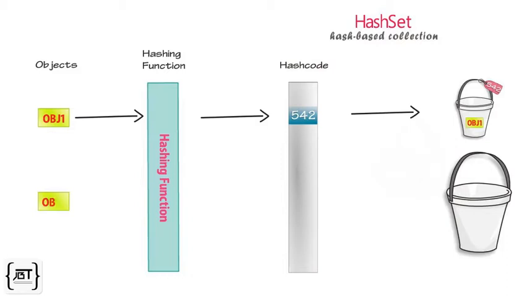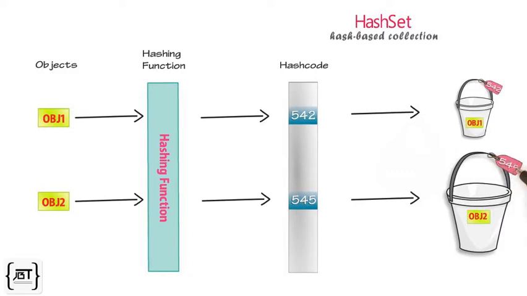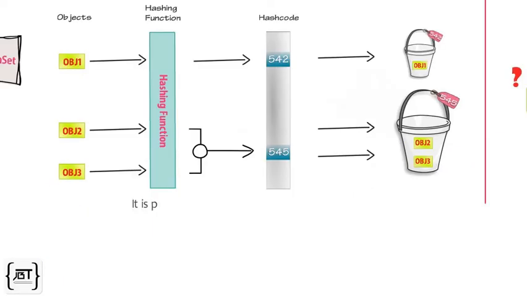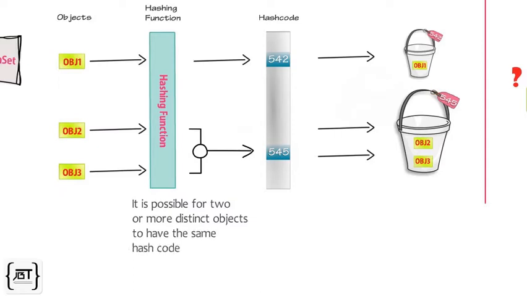Let's add another object. Suppose the hash code for this object is 545. This puts the object into another bucket and marks the bucket with 545. Now, a third object comes in. Suppose the hash code of this object is also 545. A bucket is already marked with 545, so object 3 will land in the same bucket as object 2. It is possible for two or more distinct objects to have the same hash code. This is called a collision. This explains why the set is unordered.